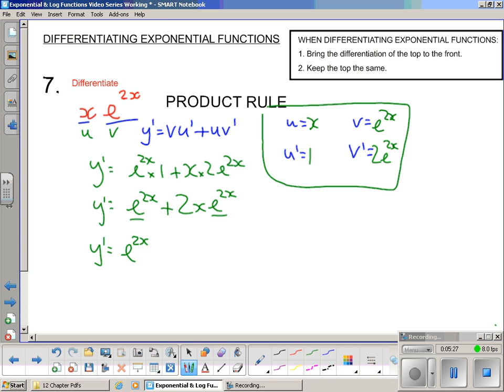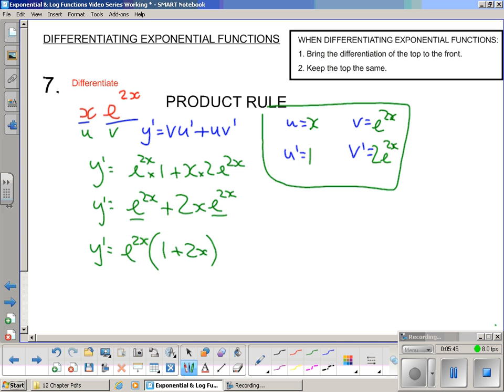Some might not, but still. If we have that in factorized version, we have e to the 2x out the front, times 1 plus our 2x there. Just another arrangement of an equally accurate answer. So that's what we have for that one involving the product rule.